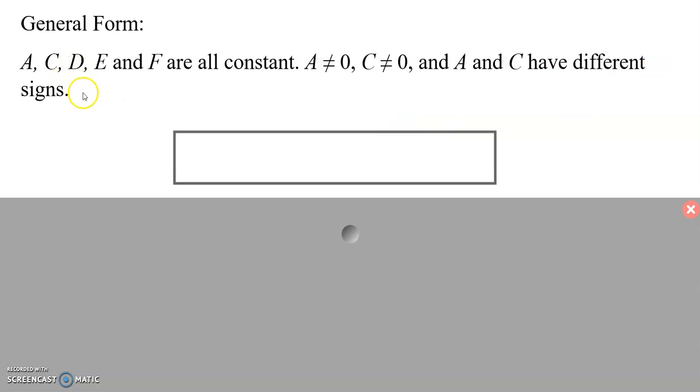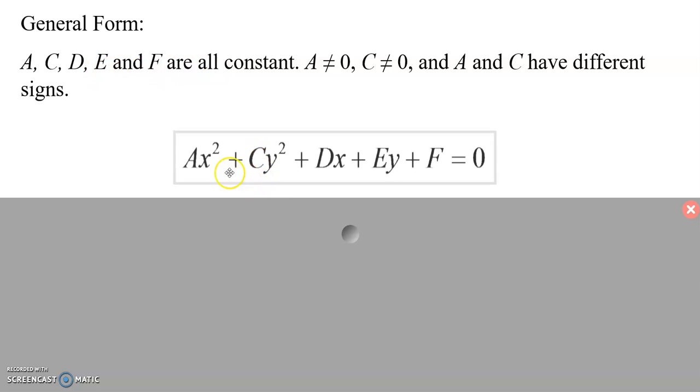So general form for a hyperbola is similar to what we had for general form for a circle and an ellipse. So we have this form, which looks the same as the ellipse. It's ax squared plus cy squared plus dx plus ey plus f equals 0, where a, c, d, e, and f are all constants. That means they're just numbers.